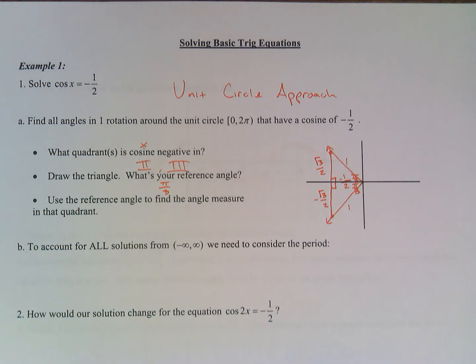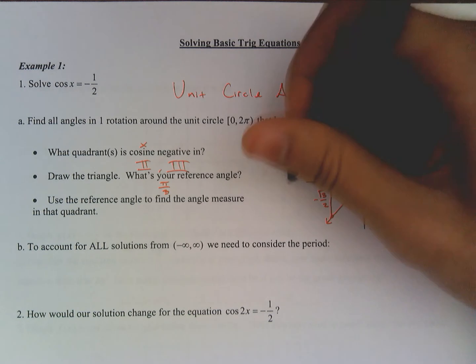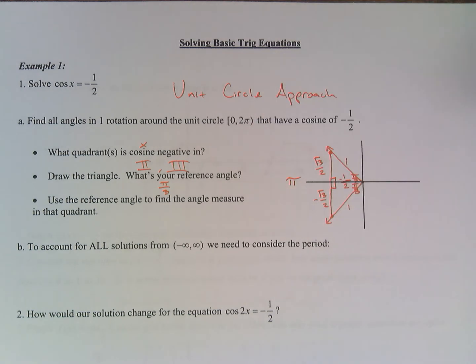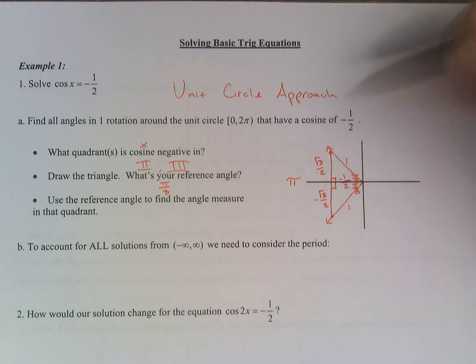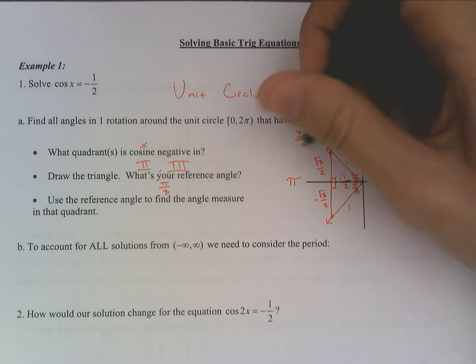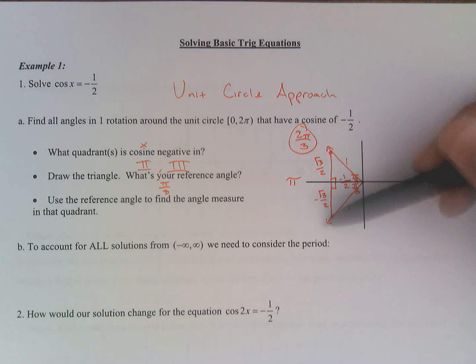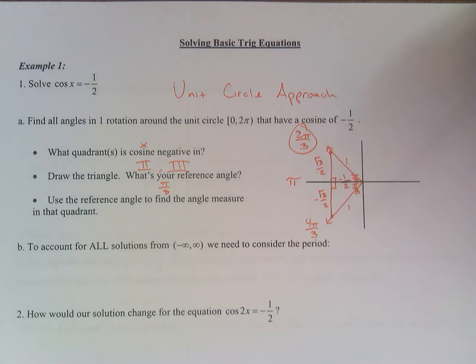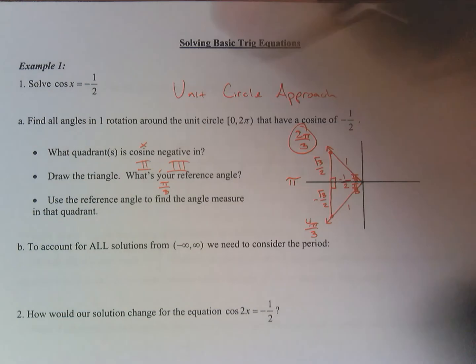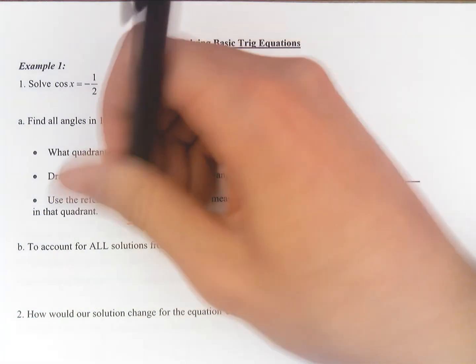So to use our reference angle to find the angle measures that give us our terminal rays, well, we know that the negative x-axis is pi radians. So then if our reference angle is pi thirds, pi minus pi thirds gives us 2 pi thirds. And to get to this terminal ray, we have to add pi thirds. So pi plus pi thirds gives us 4 pi thirds. So then the angle measure solutions are 2 pi thirds and 4 pi thirds.